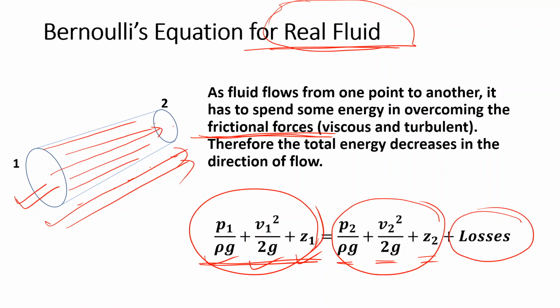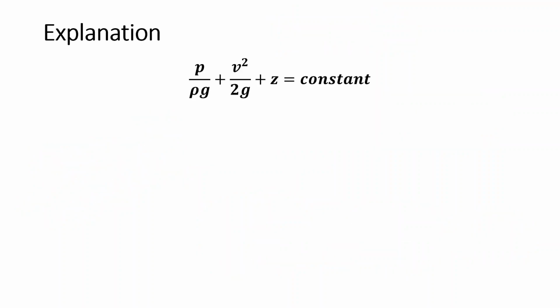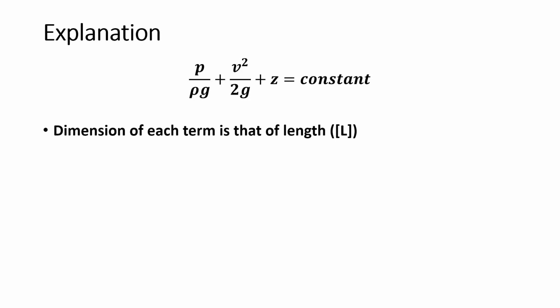Now let's try to understand what this equation really means. I mentioned pressure head, velocity head, and datum head, but what do they really mean? So this is the equation. Now if you look at the equation, the dimension of each term is that of length when you write the dimensional formulas M, L, T and so on. So if you find the dimensional formula, all of them have the dimension of length.